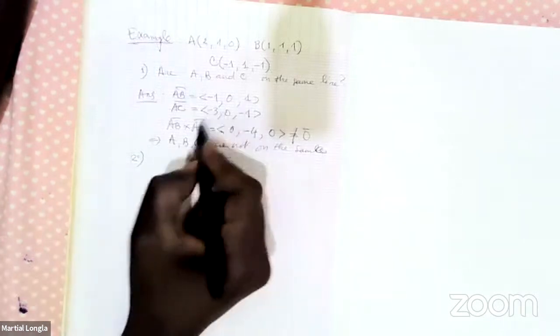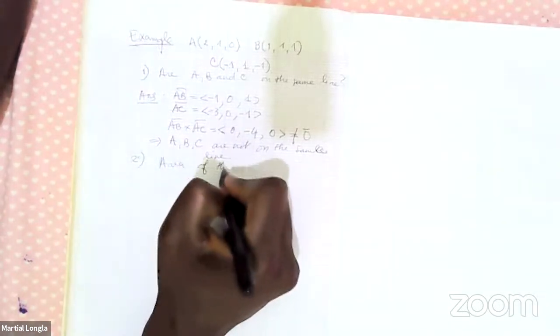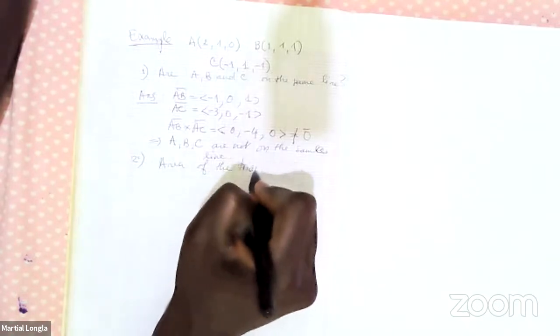Now, that being said, knowing that they are not on the same line, we know therefore they form a triangle. I can ask you, what is the area of the triangle ABC?